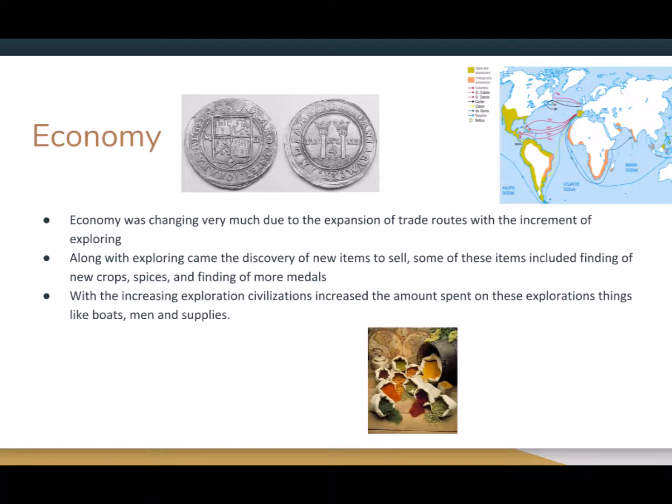Economy. Economy was changing very much due to the expansion of trade routes with the increasing exploring. Along with exploring came the discovery of new items to sell. Some of these items included the finding of new crops, spices, and more metals. With the increasing exploration, civilizations increased the amount spent on these exploration things, like boats, men, and supplies.